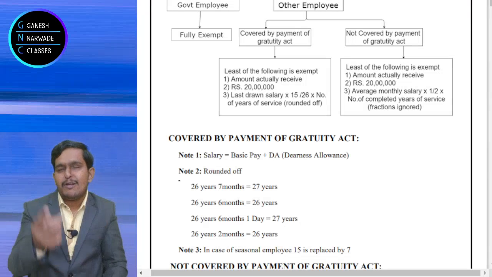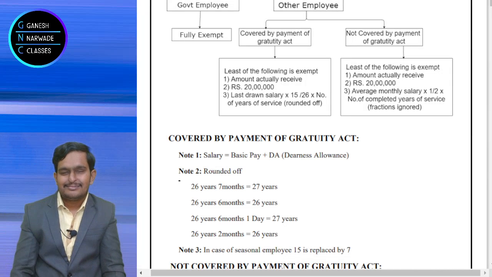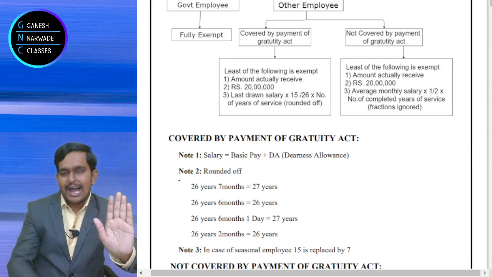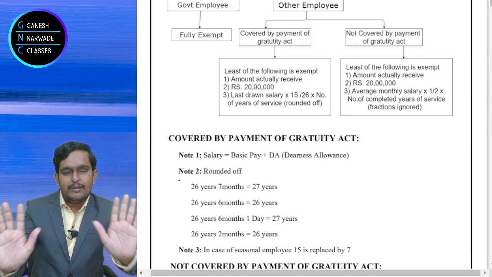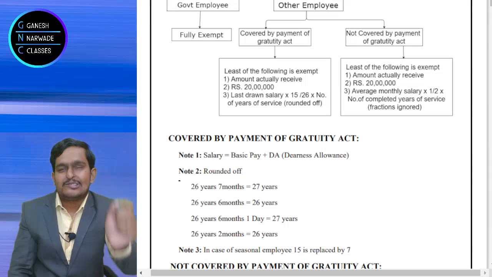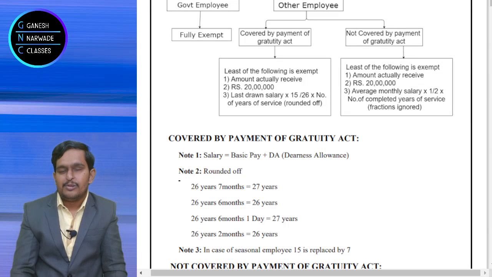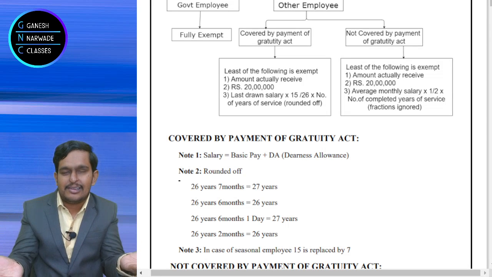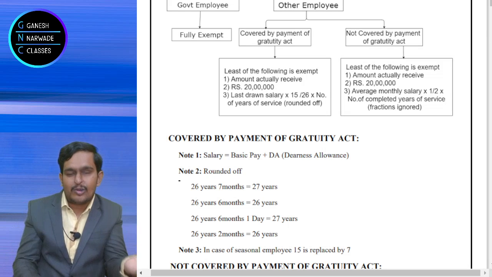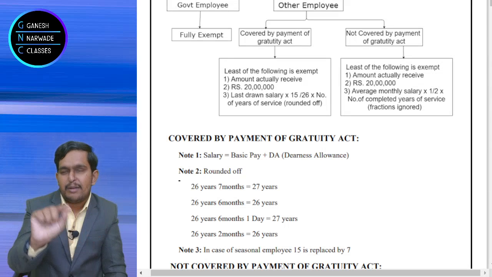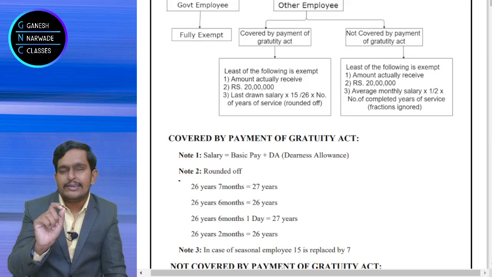So what are the least of the following three? I'll make it very simple for you. Come on, concentrate. करोगे ना? हाँ. चलो. First, are you covered by Gratuity Act? Are you not covered by Gratuity Act? In both these things, first two are common, right? Actual amount of gratuity, yes or no? In here also actual amount of gratuity, there also actual amount of gratuity. Second one, here also 20 lakhs, there also 20 lakhs.